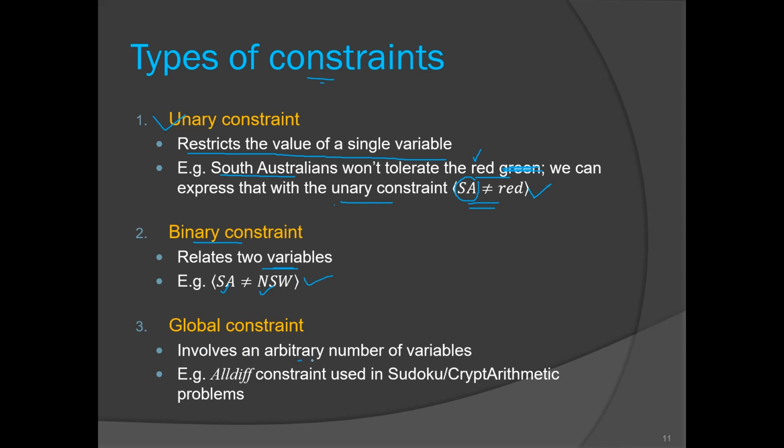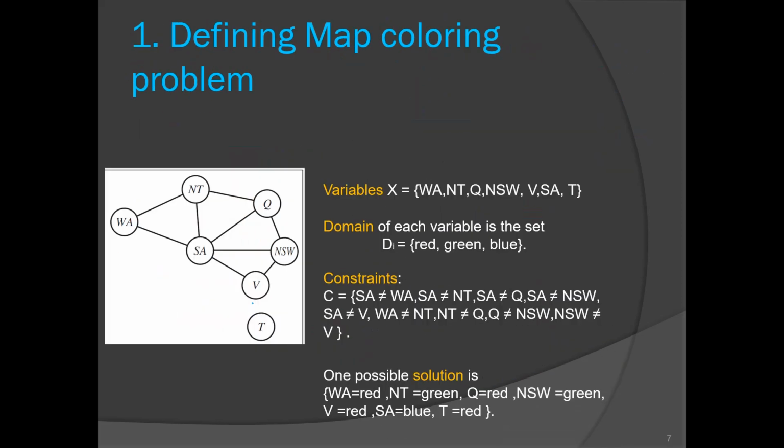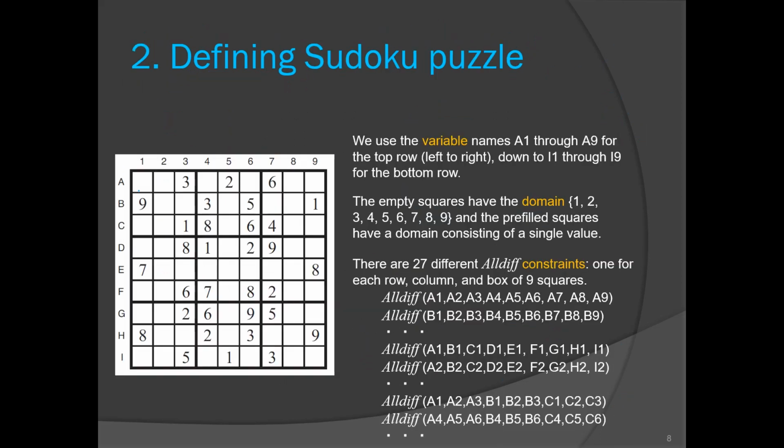When we have an arbitrary number of variables, that is known as a global constraint, and we have seen one example of a global constraint, that is all diff. In a Sudoku problem, all the values for these variables should be different, so we have represented that with an all different constraint.